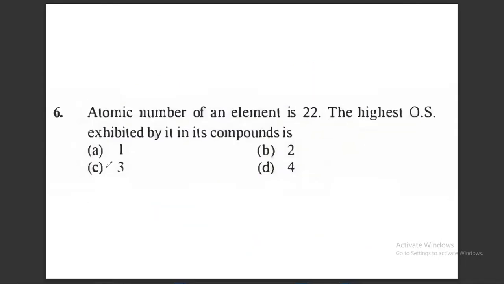Question number 6. Atomic number of an element is 22. The highest oxidation state exhibited by it in its compounds is. So the element with atomic number 22 is titanium. Electronic configuration is 1s2, 2s2, 2p6, 3s2, 3p6, and 4s2, 3d2. So the energy of 3d and 4s is very close. It can exhibit plus 4 oxidation state as titanium plus 4. So that would be option D.